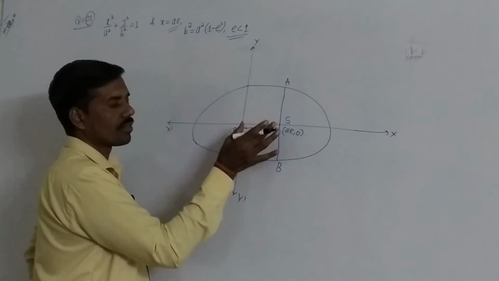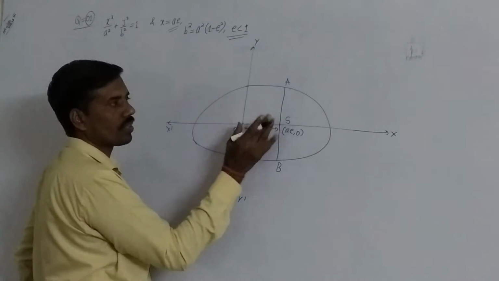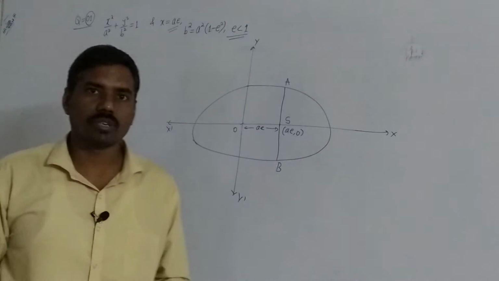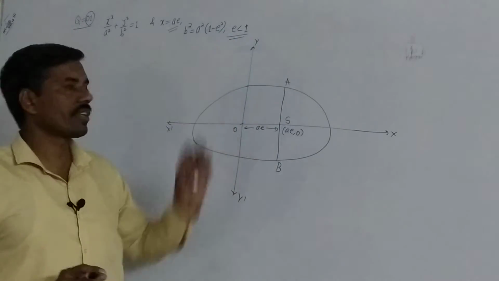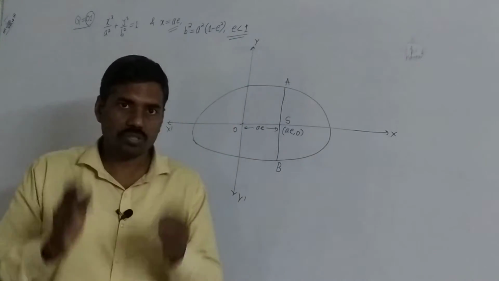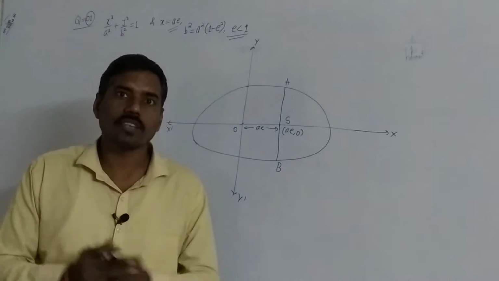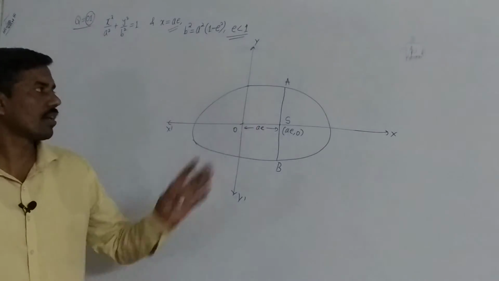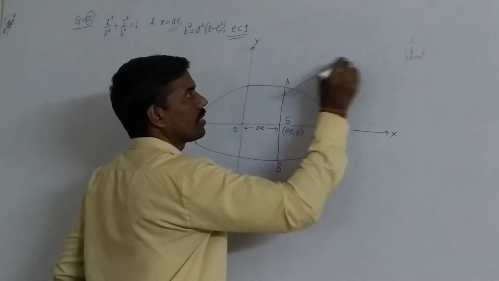Okay. And since AB is parallel to y-axis, the distance between these two lines, that is y-axis and the line segment, is always constant, that is AE. The distance between AB and the y-axis will always remain constant, since we know that the distance between two parallel lines is always constant. Okay, so A will always remain the same. So the equation of AB is x is equal to AE.